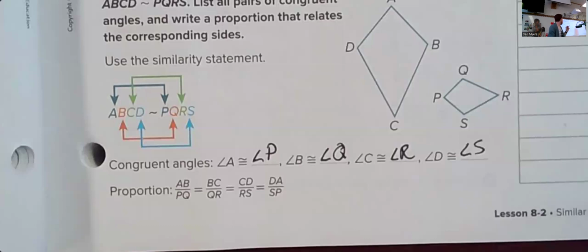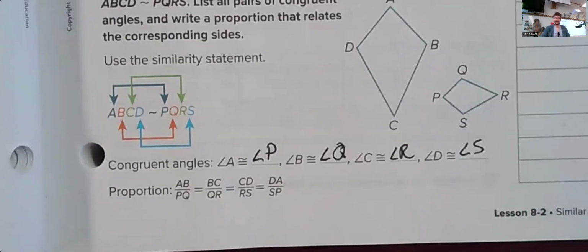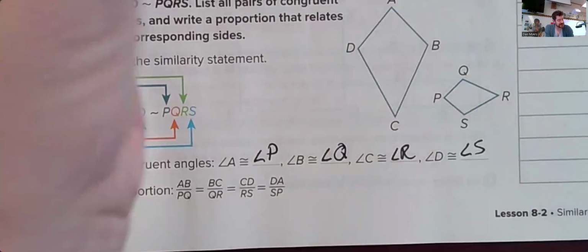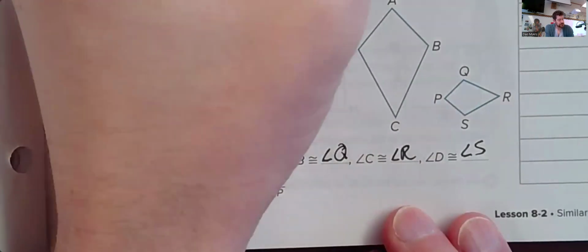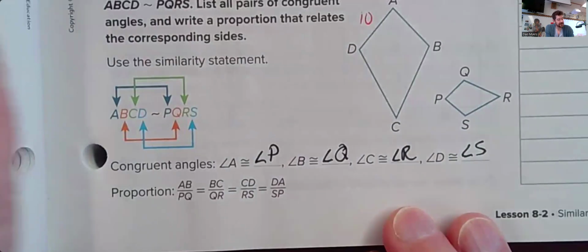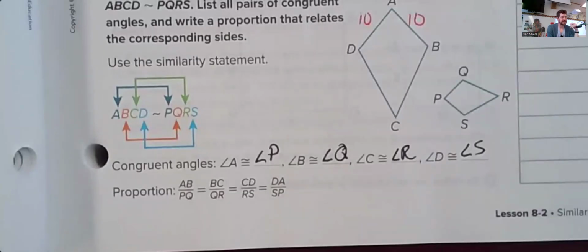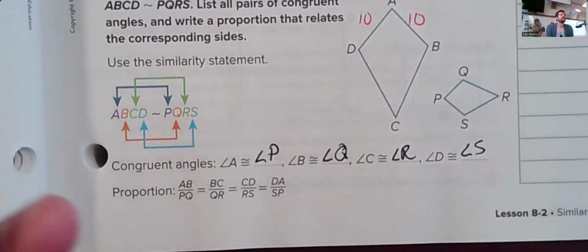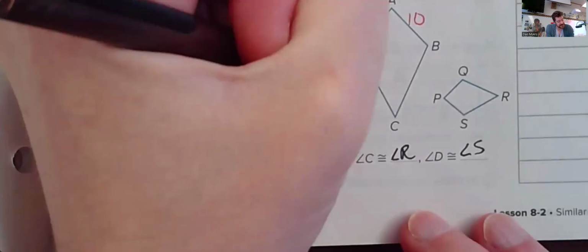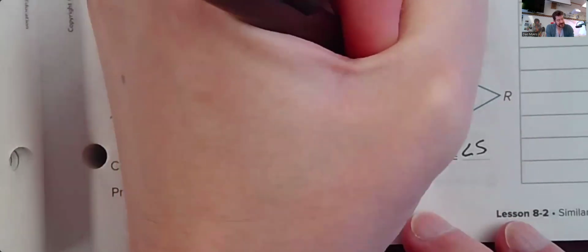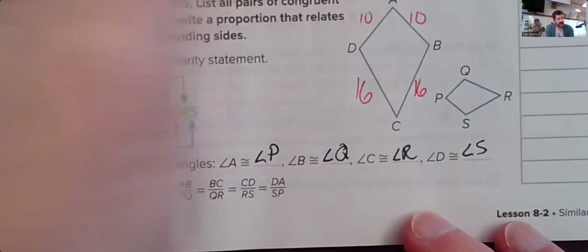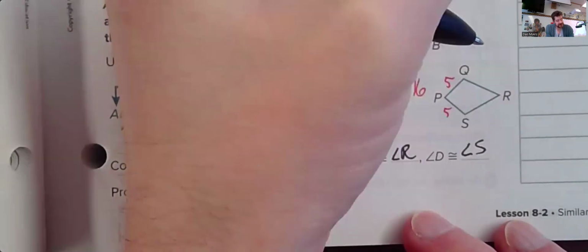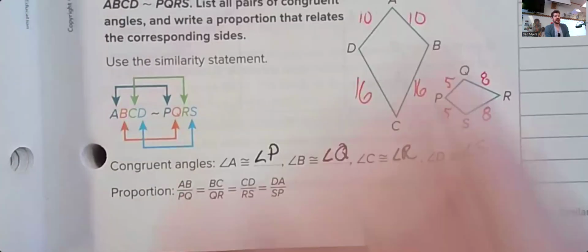For example, I'm just going to give you some numbers here real quick, just to make sure that this is completely understood. Let's say that this length is 10, and we'll just make it a kite. We'll say that length is 10 as well. And we can say that, let's say DC is, just trying to think of nice numbers we can use here, 16. And that this one is also 16. And PQ is 5, PS is 5, QR is 8, and SR is 8.